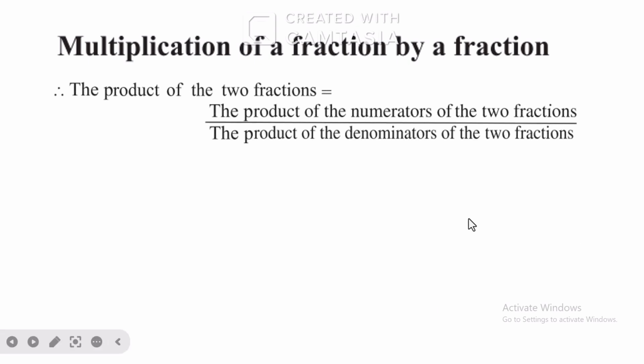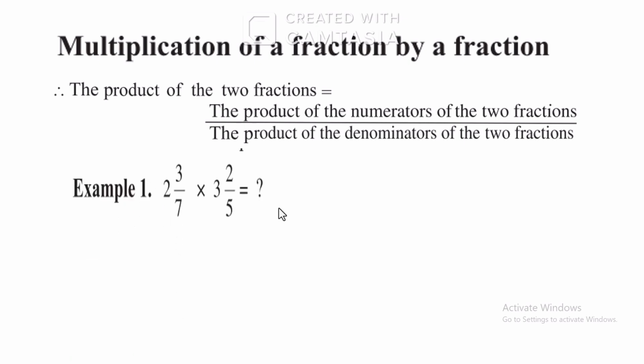Next, our topic is multiplication of a fraction by a fraction. We should remember this one. The product of two fractions equals the product of the numerators of the two fractions divided by the product of the denominators of the two fractions. For example, 2 of 3 by 7 multiplied by 3 of 2 by 5.